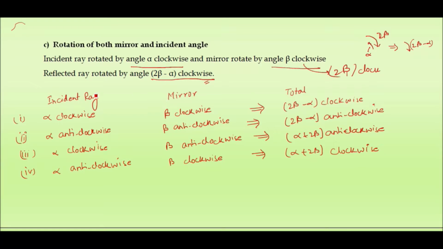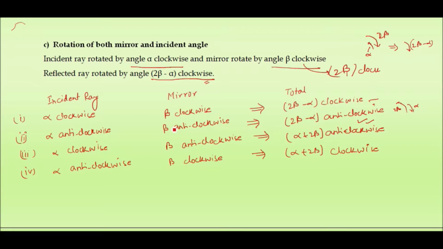So all these cases are written here: incident light ray alpha clockwise, mirror beta clockwise, we get 2 beta minus alpha clockwise. Now if the incident light ray is rotated alpha anti-clockwise, then the reflected light ray due to it will rotate alpha in the clockwise direction, and for the mirror rotated beta anti-clockwise, we get 2 beta rotation. So the net will be 2 beta minus alpha anti-clockwise.